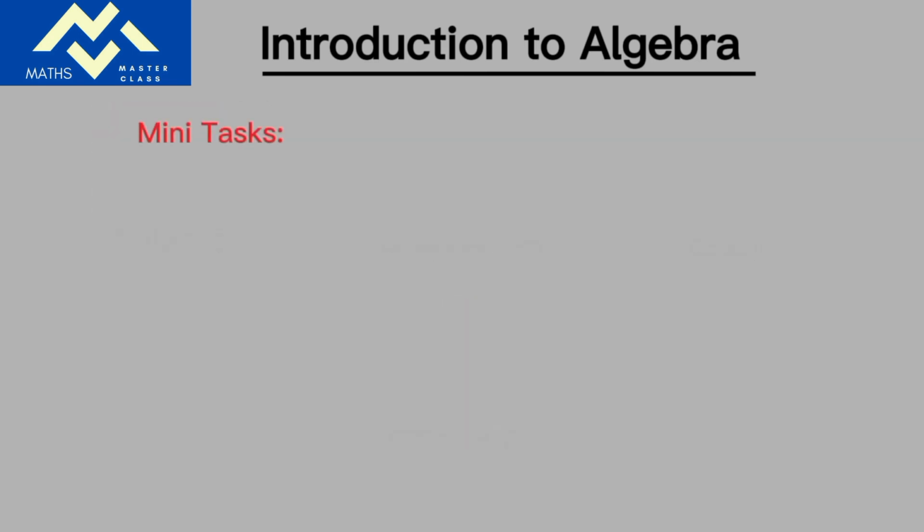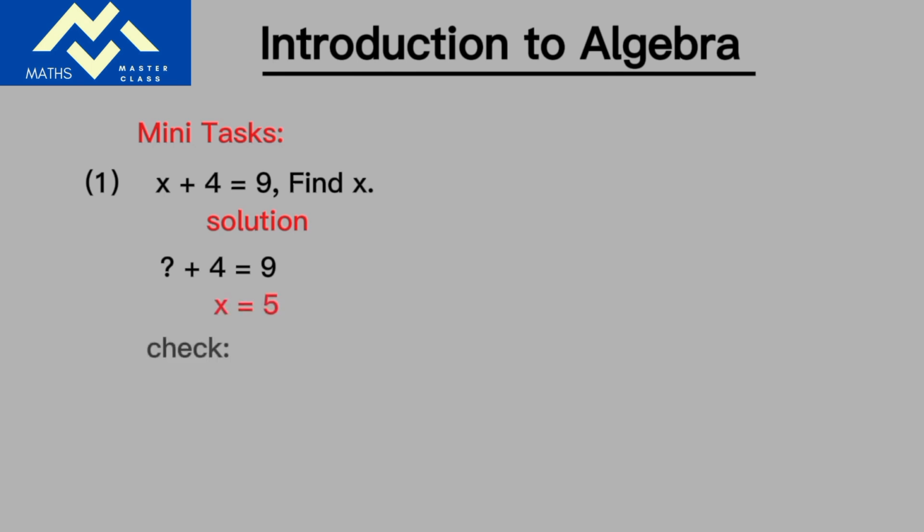Mini test. Let's practice. Now, it's your turn. Try solving these. Pause the video if you need more time. Question 1. x plus 4 equals 9. What is x? Ask yourself, what number plus 4 gives 9? Answer, x equals 5. Check it. 5 plus 4 equals 9. Or, work backwards. 9 minus 4 equals 5.